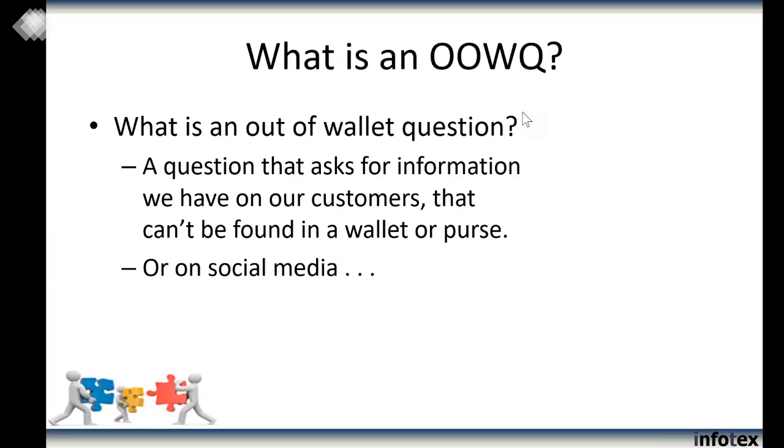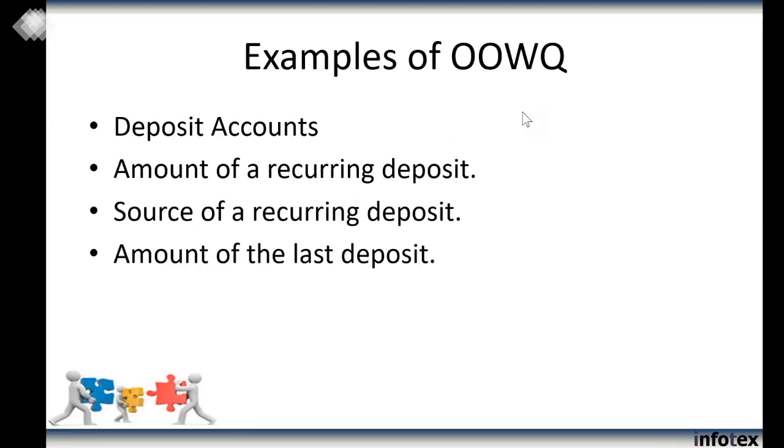Well, it's a question that asks for information that we have on our customers in our computer systems, usually that can't be found in a wallet or purse or on social media. What we mean is that if we can ask somebody with a deposit account the amount of a recurring deposit, or where a recurring deposit's coming from, or maybe the amount of the last deposit if there are no recurring deposits, that's information that's rather hard for somebody from Czechoslovakia or North Korea to gather on us by finding a stolen wallet or purse or by analyzing social media.